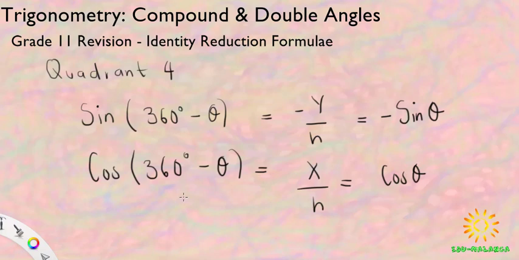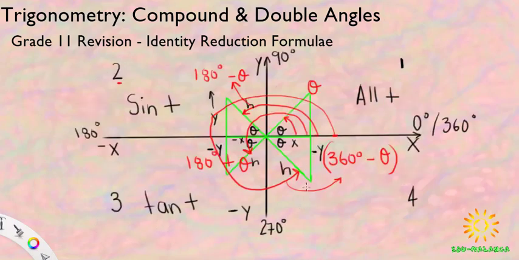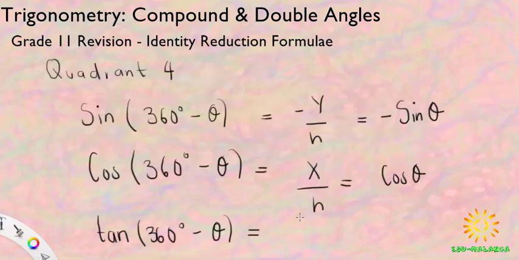Let's derive the last trig identity reduction formula now, and that will be for tangent of 360 degrees minus theta. It's going to equal to, come back to the Cartesian axis. Tangent is the opposite length of the angle, which is negative y, over the adjacent length, which is positive x. So we're going to have minus y over x. And when we simplify this, it'll simplify to minus tan of theta.